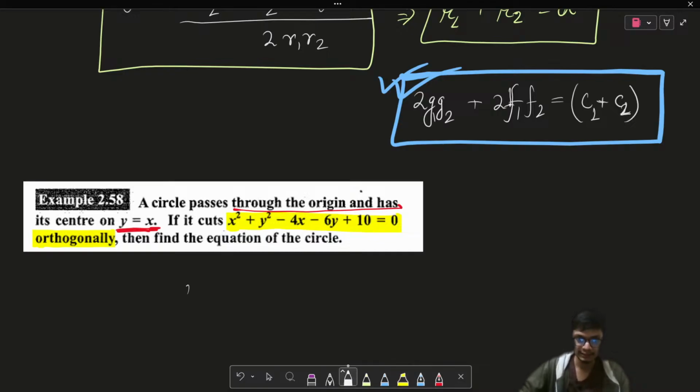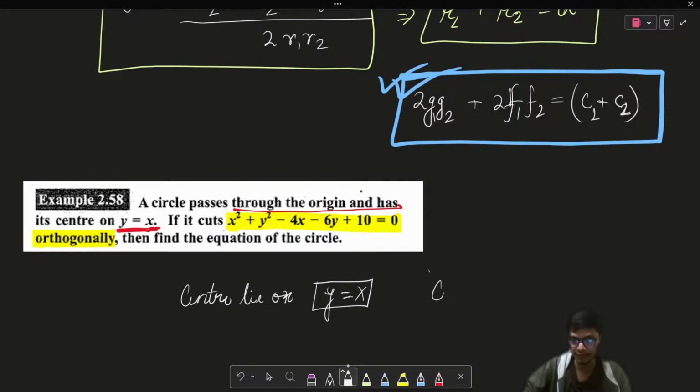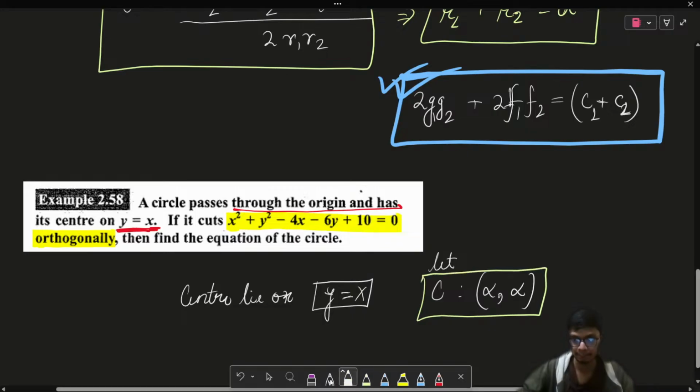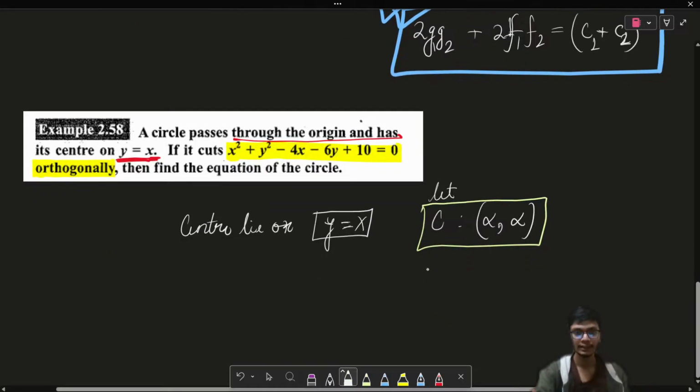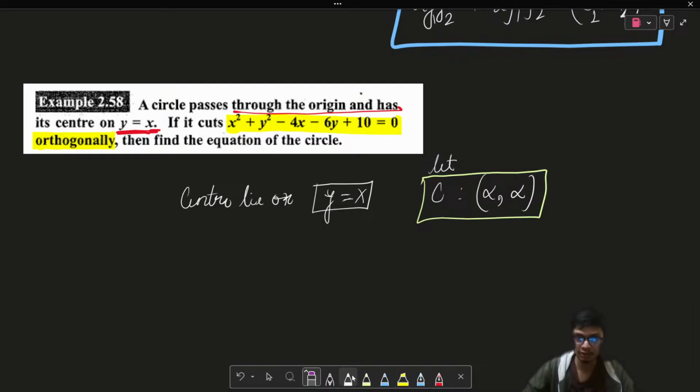As I said, the center of the circle lies on the line y equals x. So it is obvious that we can assume the center of the circle as alpha comma alpha, because it is lying on the line y equals x. Since the center is alpha comma alpha, we can also estimate the equation of the circle.